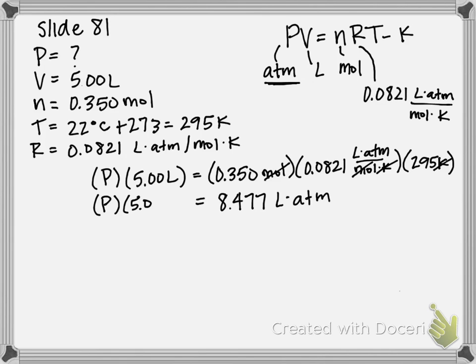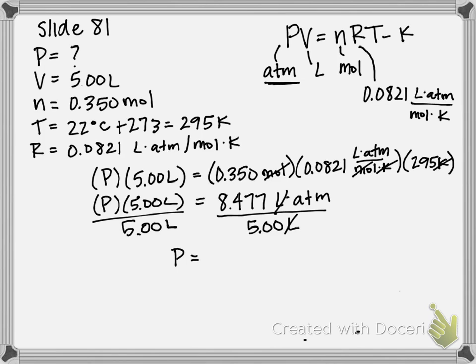And we have on our other side our pressure and our volume just hanging out. So to get pressure by itself, I'm going to divide both sides by my volume. That's going to cancel out liters. And if I do 8.477 divided by 5, it should give me my pressure in units of atmospheres, and I get that pressure is equal to 1.70 atmospheres in this problem. There's your answer.